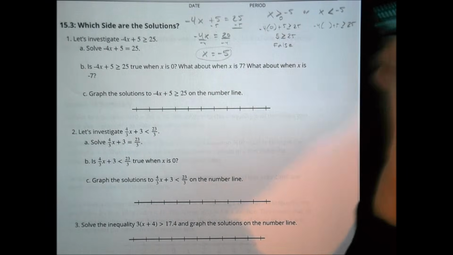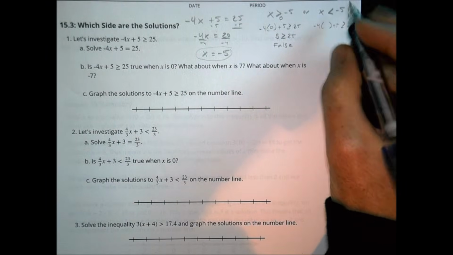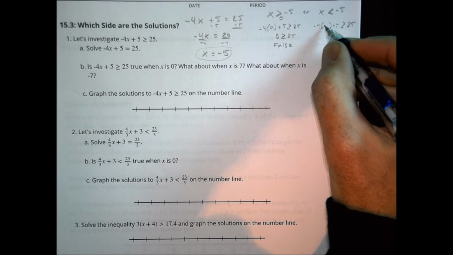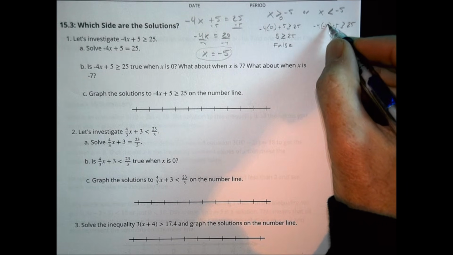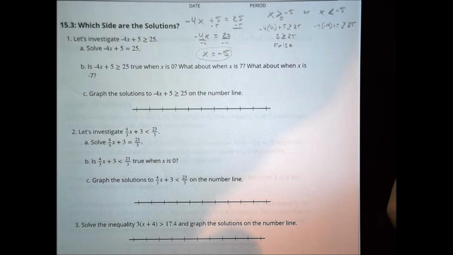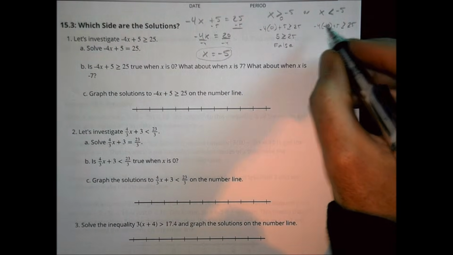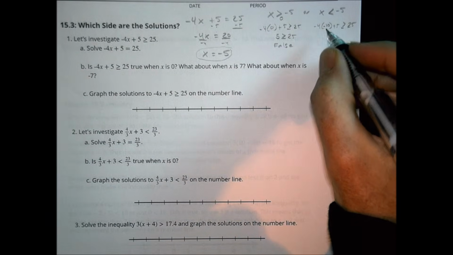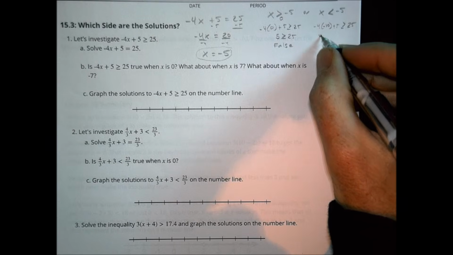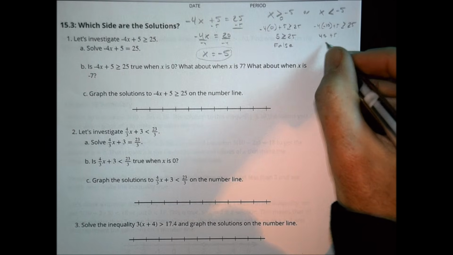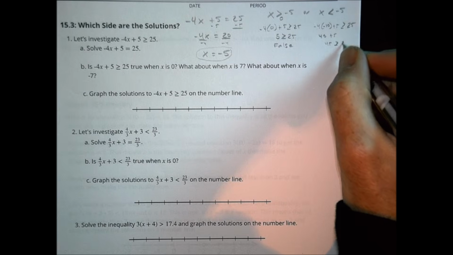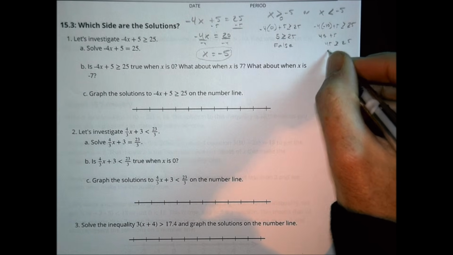But let's just verify. Let's pick a number that is less than negative 5. Let's go with negative 10. I like working with zeros and tens. It's handy, right? So negative 4 times negative 10 is going to be a positive 40. 40 plus 5 is 45. Is that greater than or equal to 25? It is. This is a true statement.